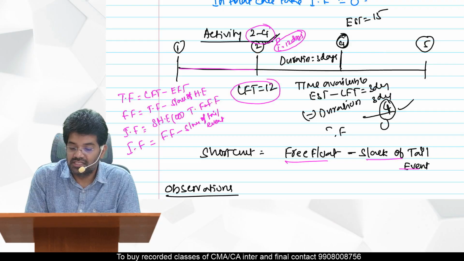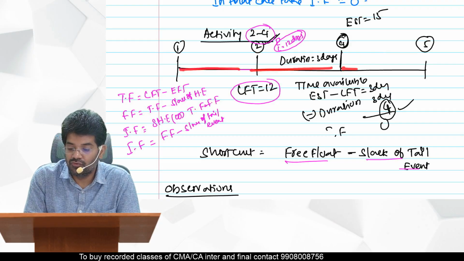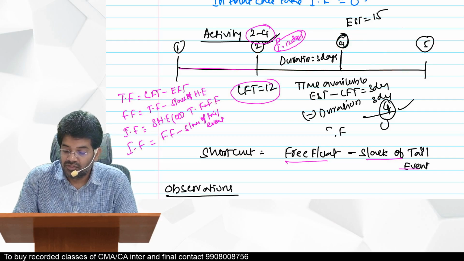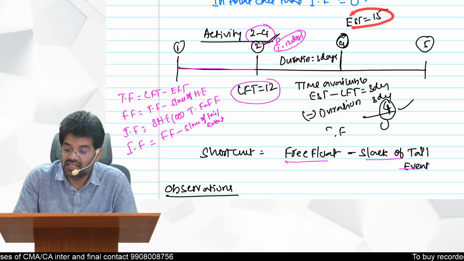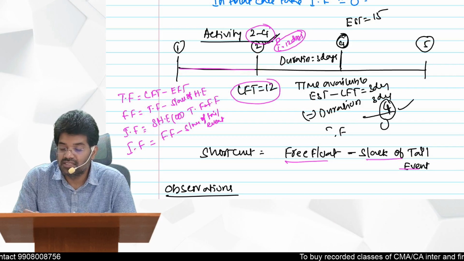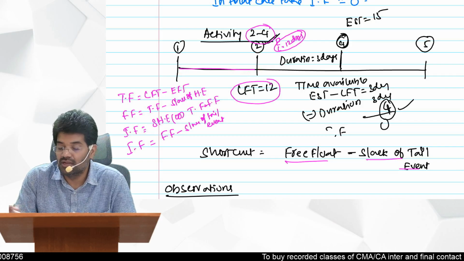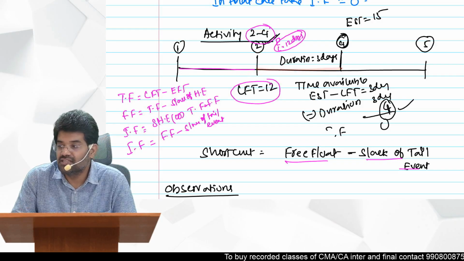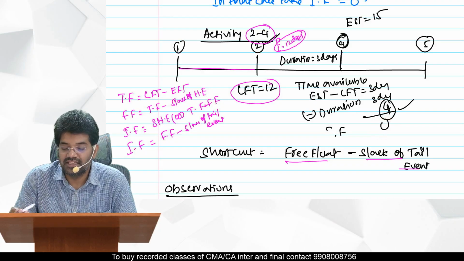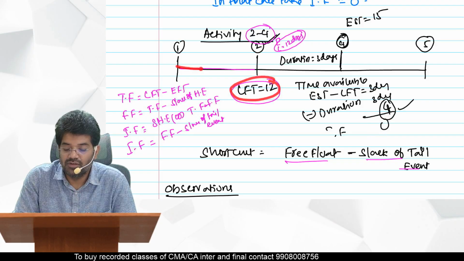If you see 1 to 2, 2 to 4, 4 to 5, the earliest start time of 4 is 15. So how many days are available here? 15 days earliest start time here. Latest finish time of 1 to 2 is 12. That means how many days are available here? Only 3 days are available. And what is the duration here? 3 days only. So that means independent float is 0 here. That is what I was telling. Latest finish time of 1 to 2.